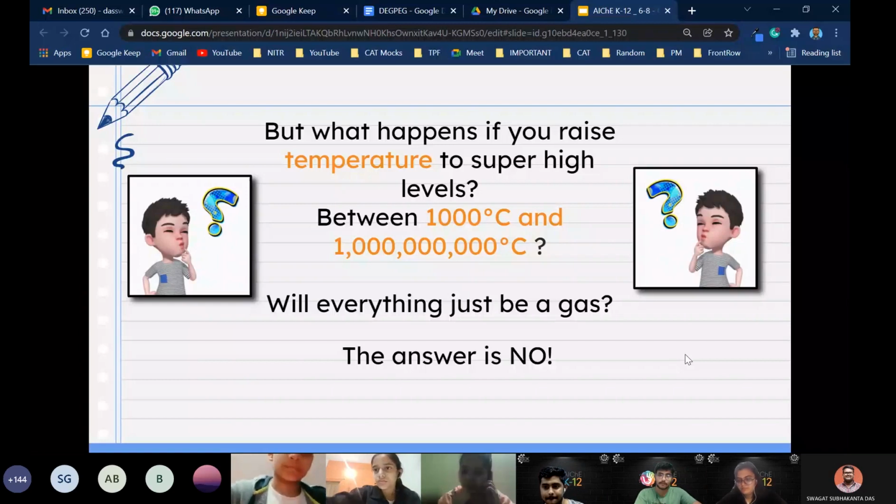As we know, water boils at a temperature of 100 degrees Celsius, and at this temperature, water changes its phase from liquid to gas. But have you ever wondered what happens if you raise the temperature to a super high level, like between 1000 degrees Celsius and 1 billion degrees Celsius? Will everything just be a gas? The answer is a big no.